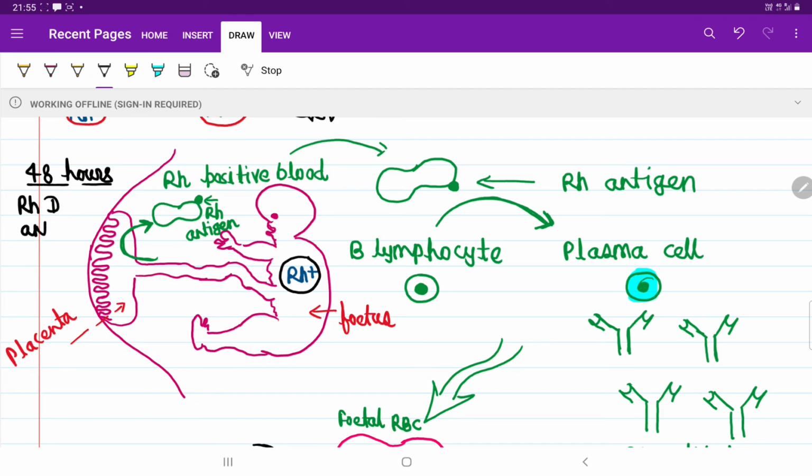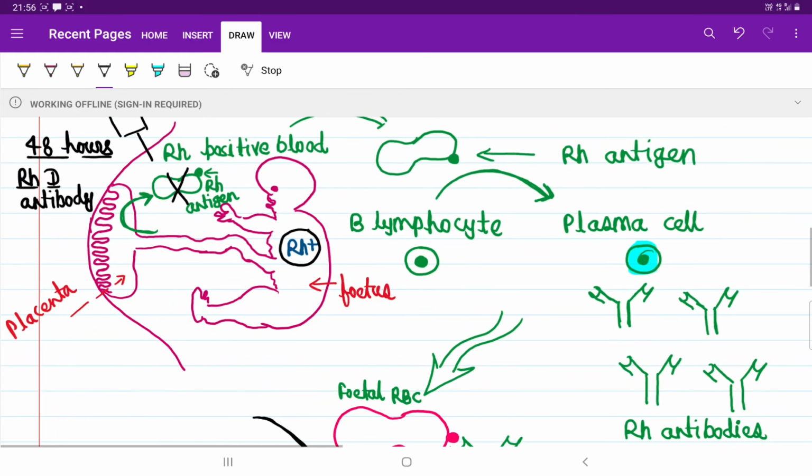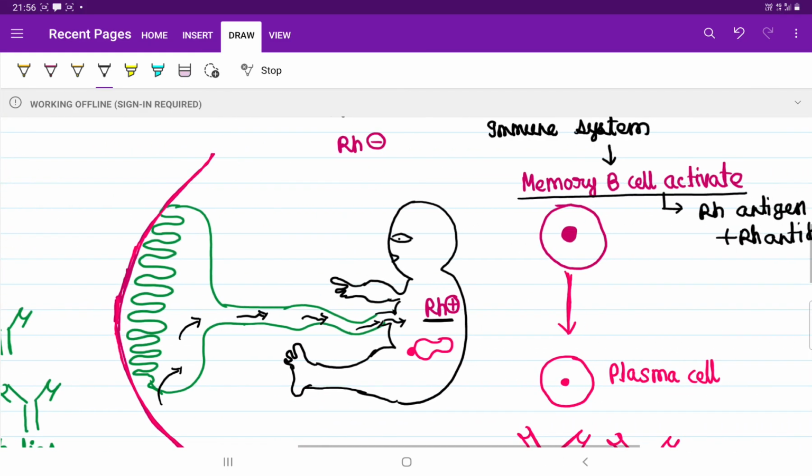RhD antibody or RhoGAM antibody, actually this is Rh antibody, is available in the market. Within 48 hours you inject it into the mother's body. If Rh antibody, RhD antibody or RhoGAM antibody is injected into the mother's body, it will cause breakdown of the red blood cells of the fetus, right? Because developing plasma cells and production of antibody takes a minimum of 48 hours. Before that, you eliminate the fetal red blood cells. So immunity will not develop, memory cells will not develop. The second fetus will be completely safe.